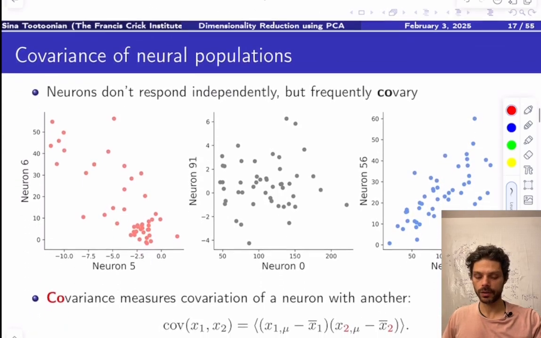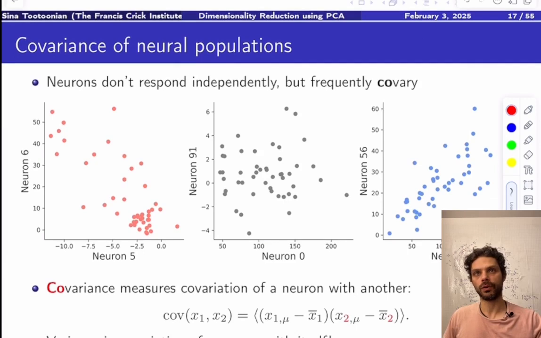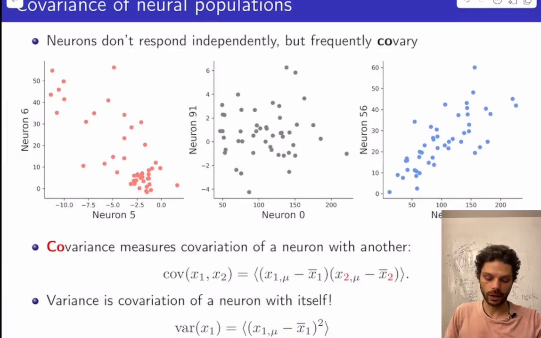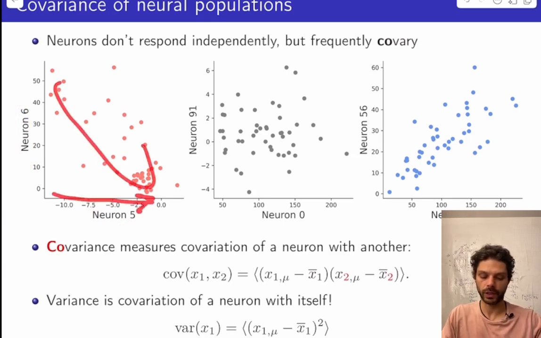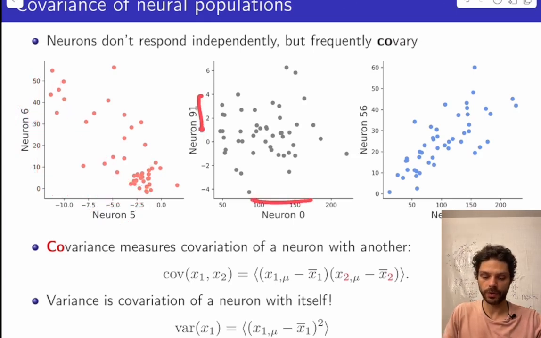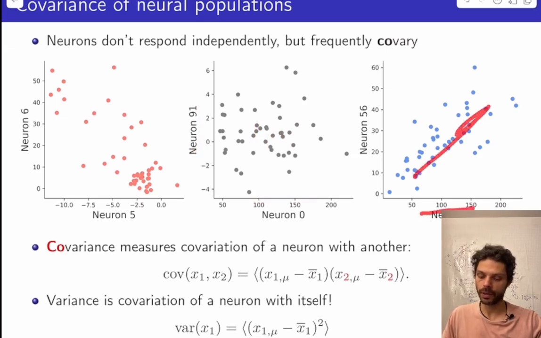Okay, so we're going to use the variance, but neurons aren't going to be responding independently, right? They're frequently going to not just vary, but covary. Again, I went and looked at a data set of real neurons, a pair of neurons whose activity is covarying in a negative sense. Whenever the activity of one increases, the activity of the other comes down. Now here's a pair of neurons for which there's no relation. There seems to be no obvious relationship between the activities. And here's another pair where the activity is increasing together, so they're covarying in the positive direction.